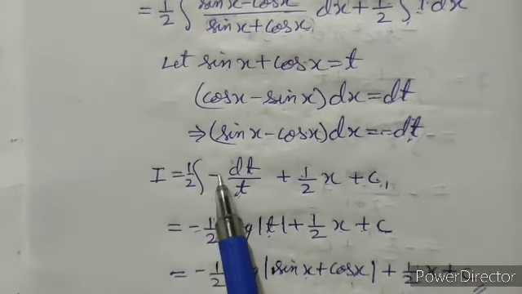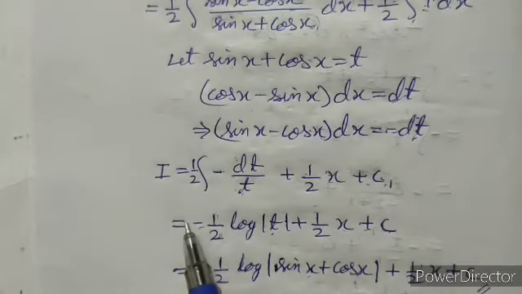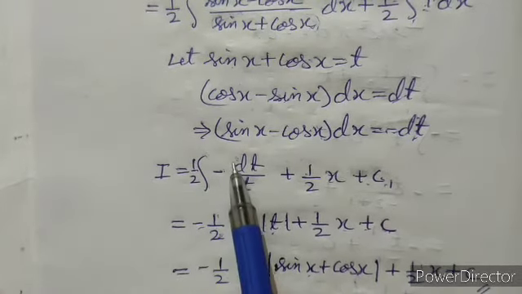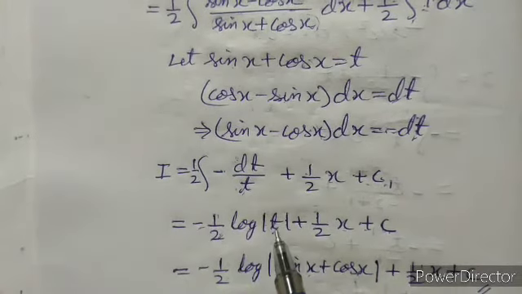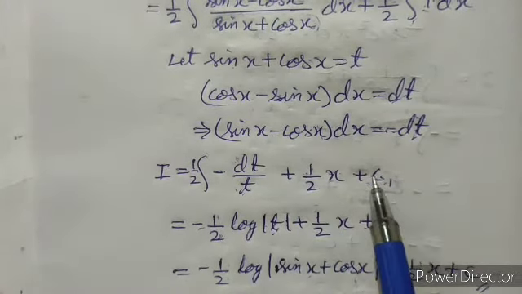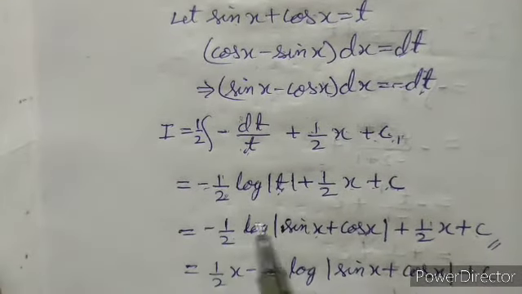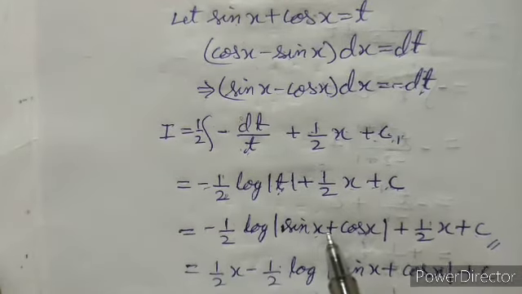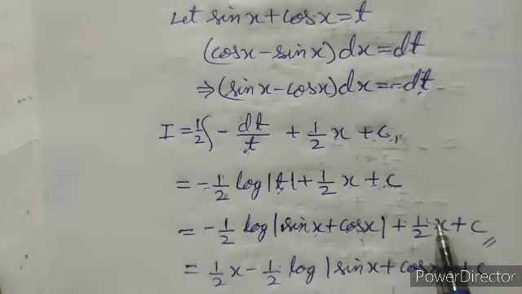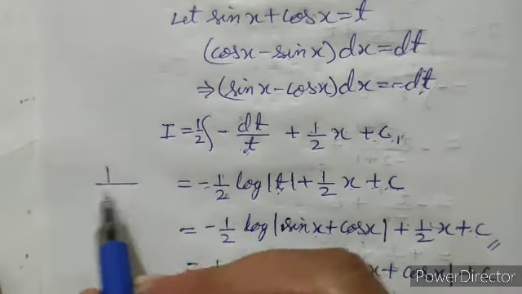Now we can take minus 1 outside the integral, it is constant, so this will be equal to minus 1 upon 2, and integral of 1 by t will be equal to log t, plus 1 by 2 x plus c. Now on putting the value of t, we will get the integral as minus 1 upon 2 log of sin x plus cos x, plus 1 by 2 x plus c.